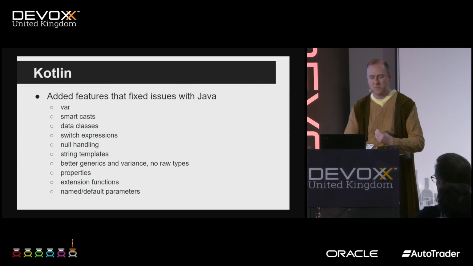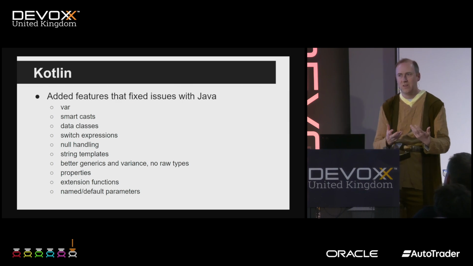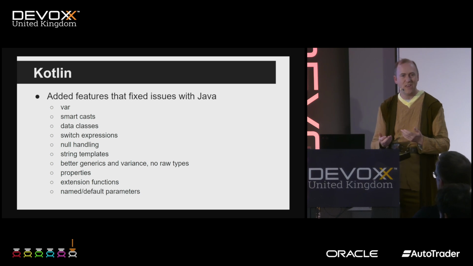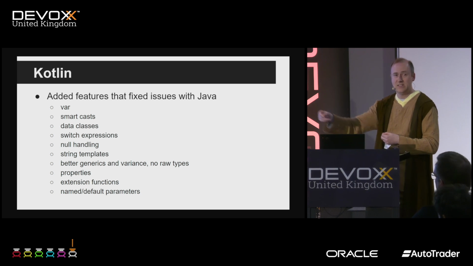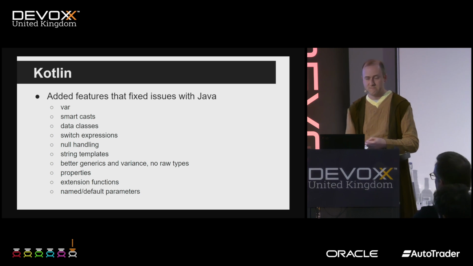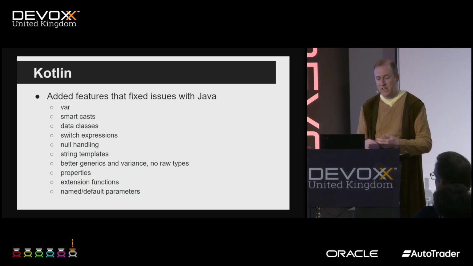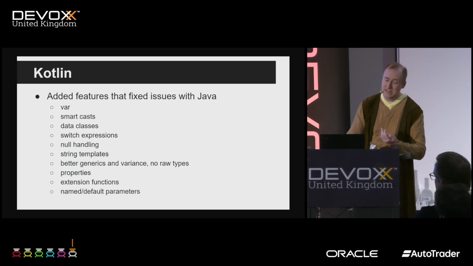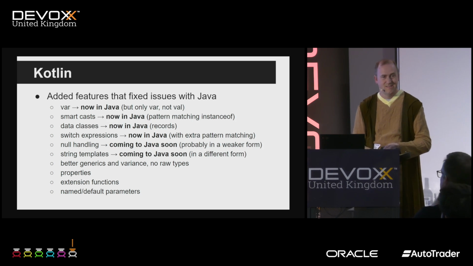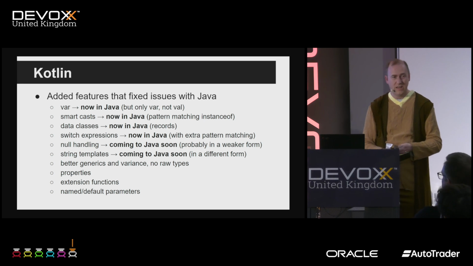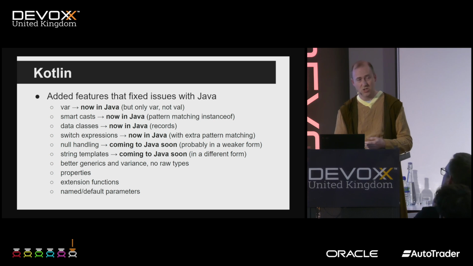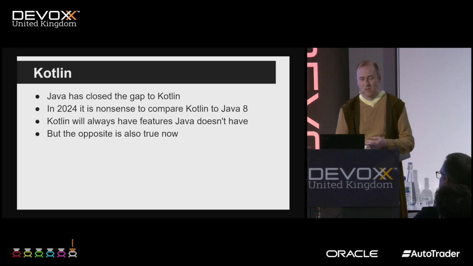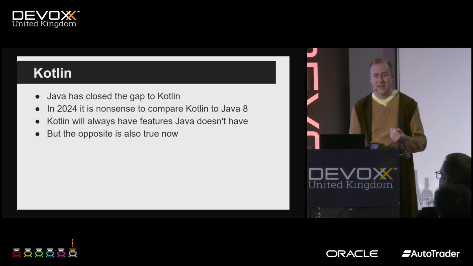Because with Java 8, people had that view that Java was moving forward again. They had lambdas to play with. They felt positive about Java again, even though it took years and years and years to get to Java 9. So those were the things Kotlin fixed, loads of them, except again, sadly, that's now in Java. That's now in Java. Now in Java. Coming to Java soon. Even the next one might potentially come to Java soon. So Java has closed that gap to Kotlin.